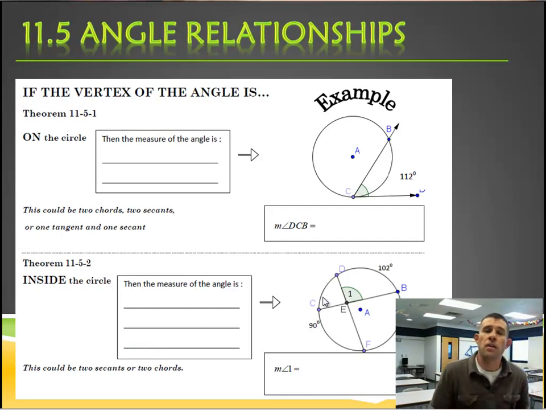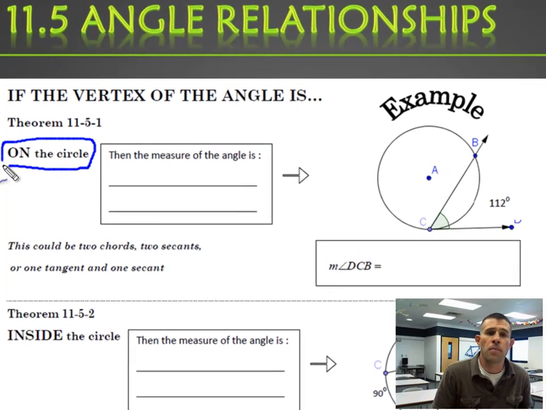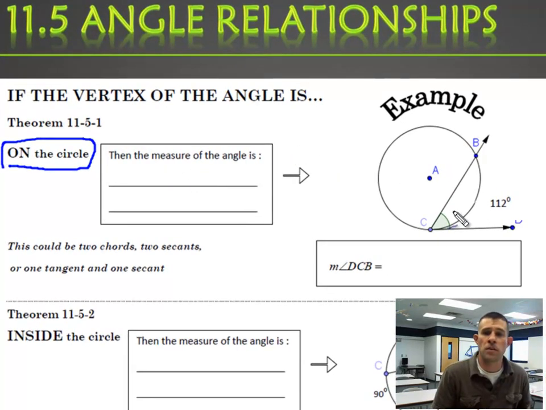Today we're going to take a look at relationships of angles and depending on where their vertex is in regards to the circle. The first one we're going to take a look at here is if the vertex of our angle is on the circle. So go ahead and underline that. When the vertex of our angle appears on the circle, just like in our example here, C, it is always going to be equal to 1/2 the intercepted arc.